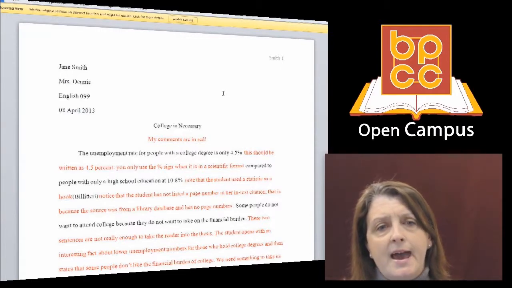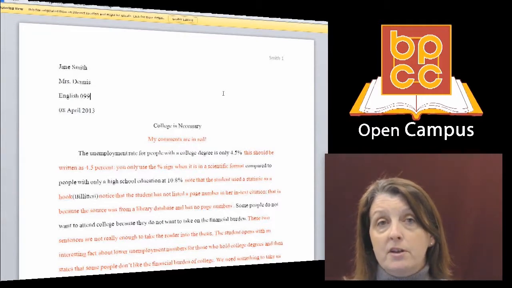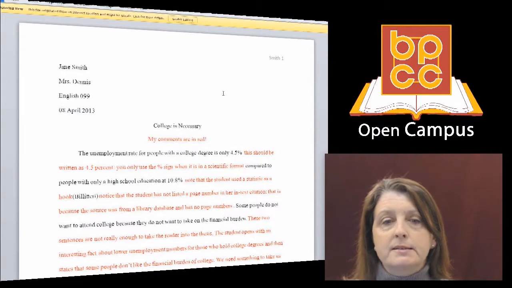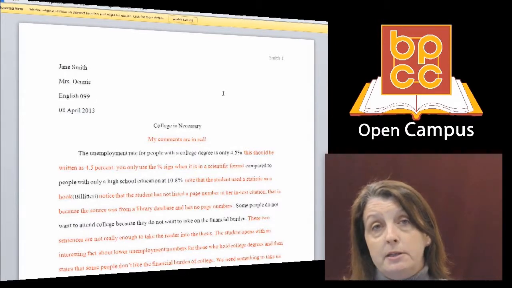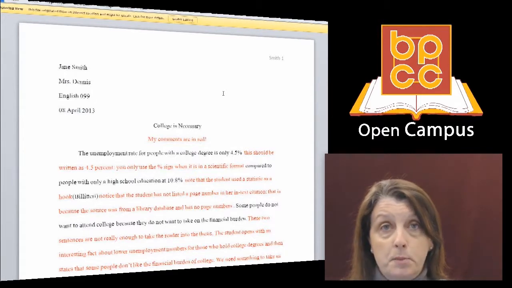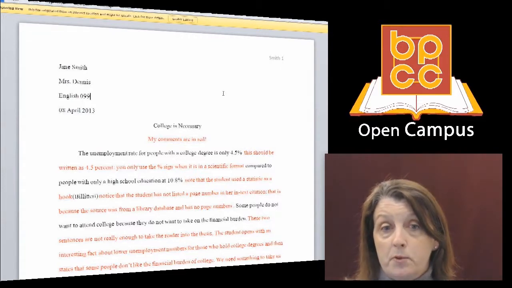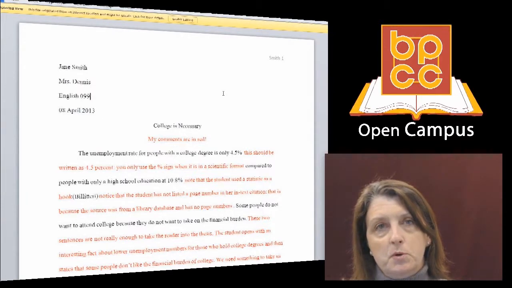Also, notice that her in-text citation has no page numbers. And several of you out there are saying, oops, but don't say oops so fast. Because in this case, the source is from a library database, and it has no page numbers. There's no way she can put a page number when there is no page number to reference. Just don't make it up. Okay, it has to have an actual page number to put one in an in-text citation.